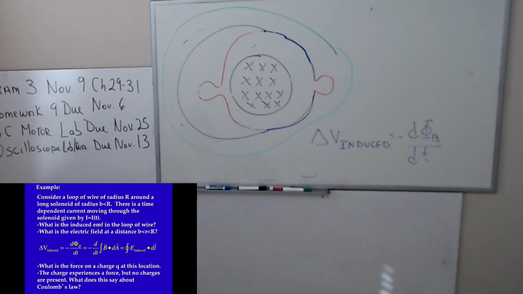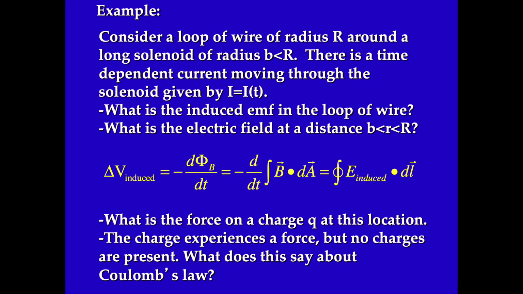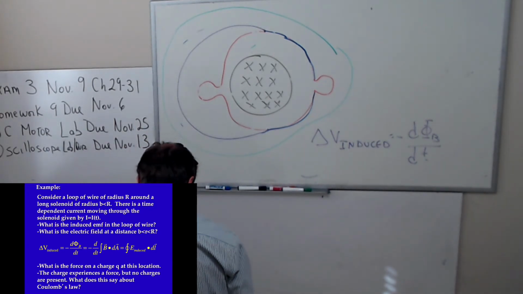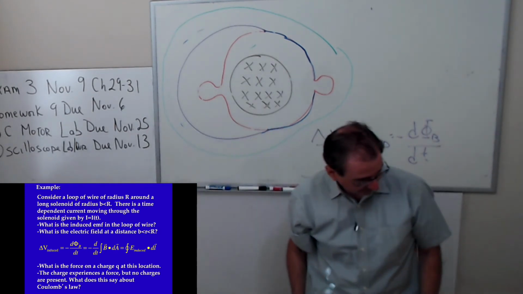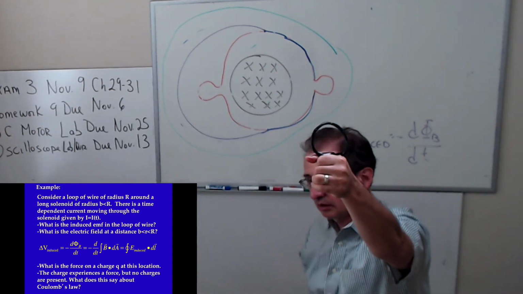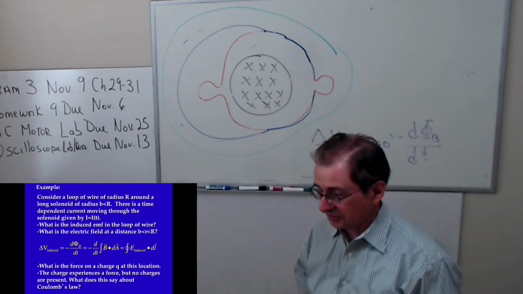Okay, so the next problem I want to do is this. We have a solenoid with a time-dependent current. I want to know something about the induced EMF in a loop of wire that's inside the solenoid. Suppose I have a big solenoid and I just put a loop of wire in the solenoid. For example, let me go grab my loop of wire. Maybe a loop of wire like this, and I put it in a solenoid. What's the induced EMF in that loop? What's the induced field?